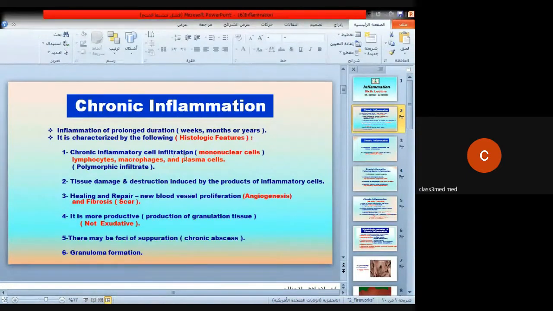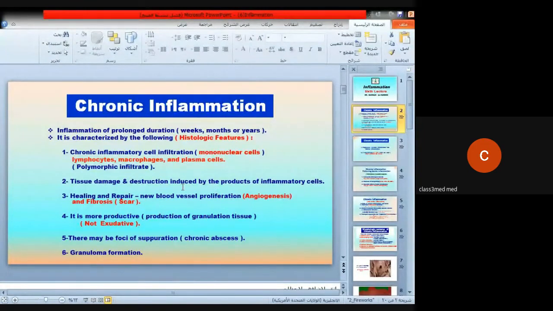It is characterized by the following histological features. These are the features of chronic inflammation, which are differentiated from acute inflammation. First, chronic inflammatory cell infiltration, mononuclear cells, which include lymphocytes, macrophages, and plasma cells. These are called mononuclear cells.